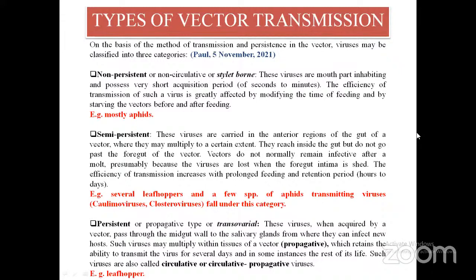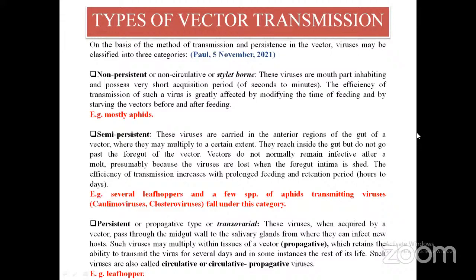The next category, after non-persistent, is semi-persistent. The viruses are carried in the anterior regions of the gut of the vector, where they may multiply to a certain extent, or sometimes may not multiply. They reach inside the gut, but do not go past the foregut of the vector. Vectors do not normally remain infective after a molt, presumably because the viruses are lost when the foregut intima is shed. The efficiency of transmission increases with prolonged feeding and retention period, that is, it takes around hours to several days. Examples include several leafhoppers and a few species of aphids transmitting viruses. The classification of these viruses may be considered under caulimoviruses and closteroviruses.